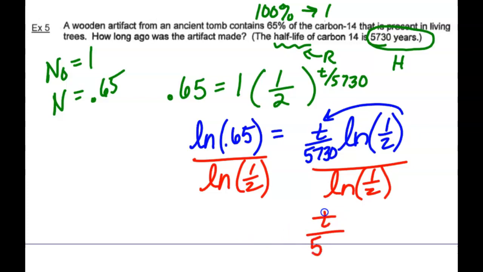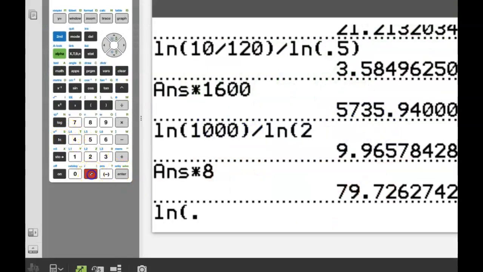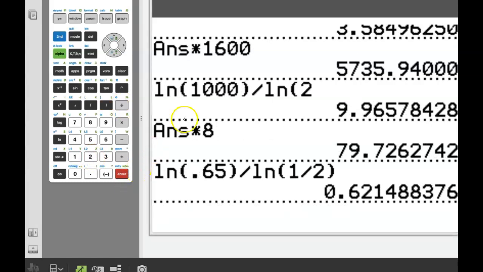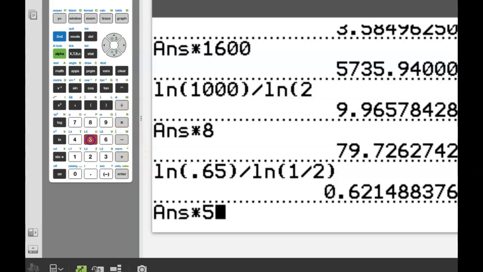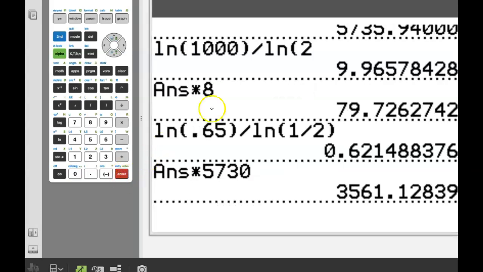So we have T over 5730 equals the log of 0.65 divided by the log of 1/2, 4.5. 0.6215, something like that. And what are we going to do with that? Yep, we're going to multiply both sides by 5730. Was it 30? 5730. Okay, suddenly I was questioning myself. About 3,561 years.